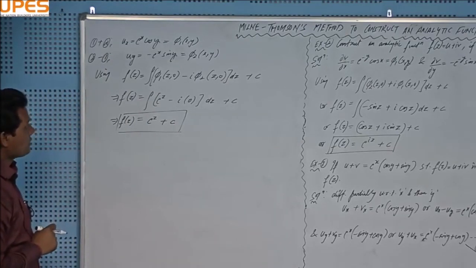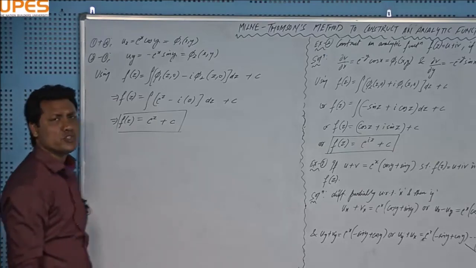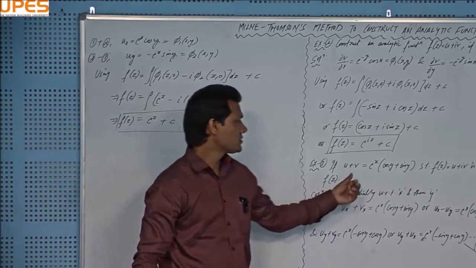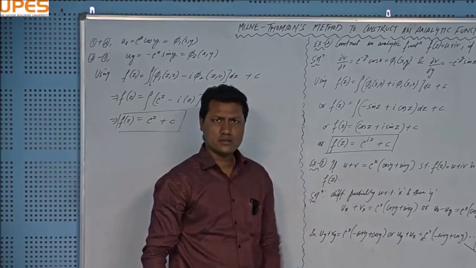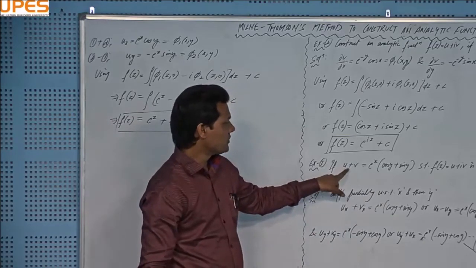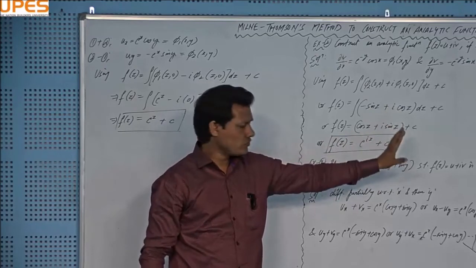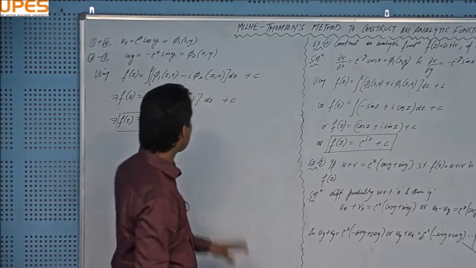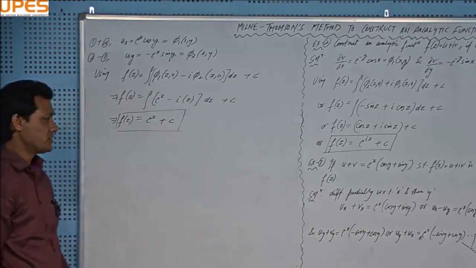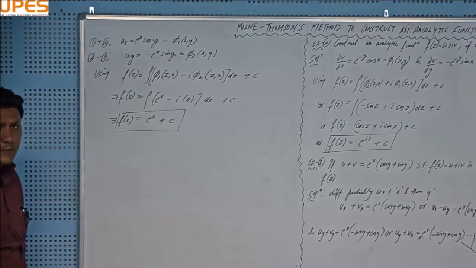Okay, so similar is the case when u minus v is given, right? You can construct an example similar to this, just write u minus v equal to e to the power x cos x minus sin y, right? And then you will solve it, and you will again get the same answer, e to the power z plus c. That is pretty similar to this one, right?